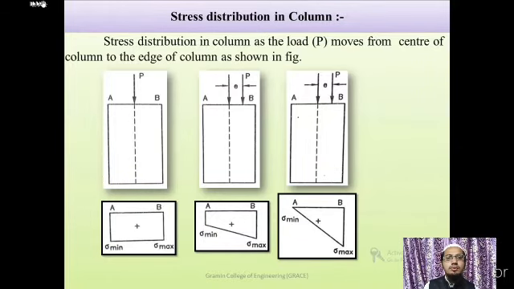Now, movement of the load beyond this limited eccentricity will produce tension at the base of the column. In figure 4 you can see, as the load moves from the central axis to one of the edges of the column beyond the limited eccentricity e, it results in a change in the shape of the stress distribution at the base of the column.